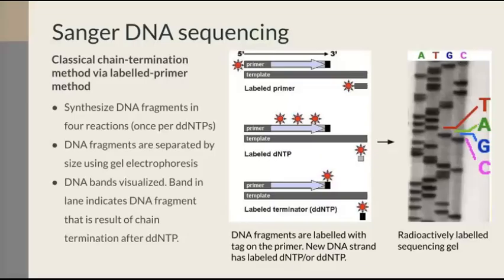And because these DNA fragments are labeled with some sort of tag on the primer, either a radioactive or fluorescent tag, we can then determine the sequence of our fragments based on the result of the chain termination after the ddNTP has been incorporated and the DNA synthesis has been terminated.